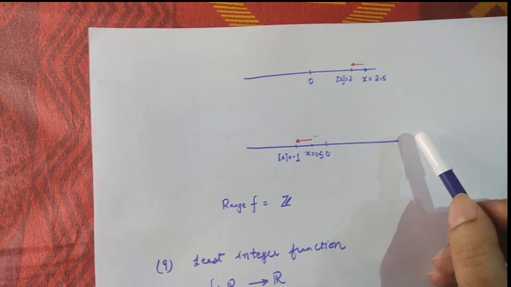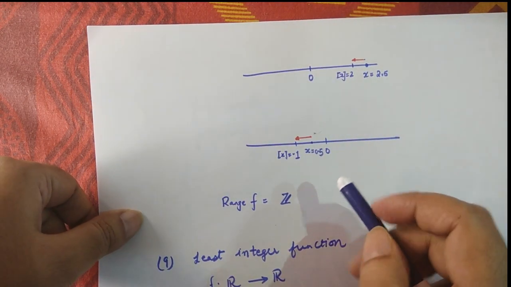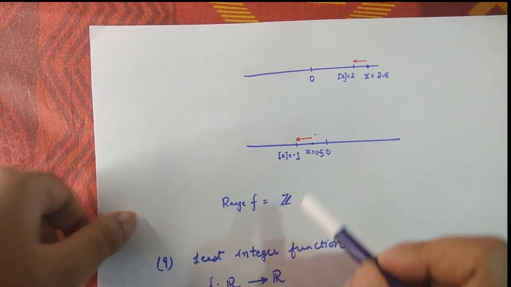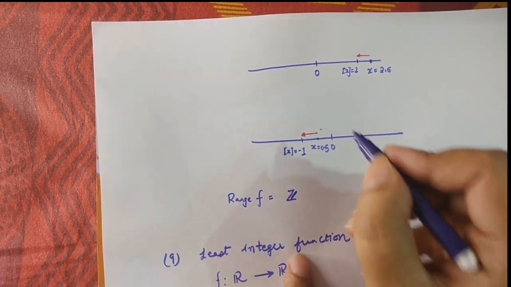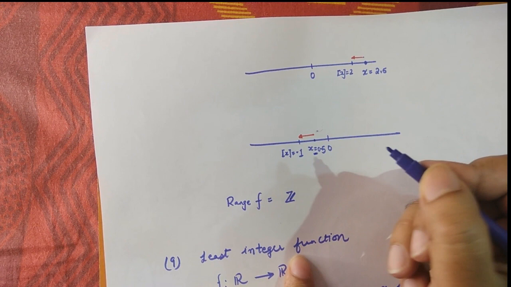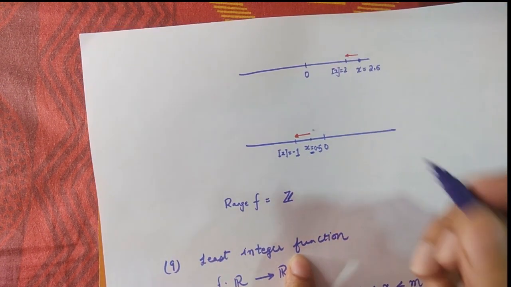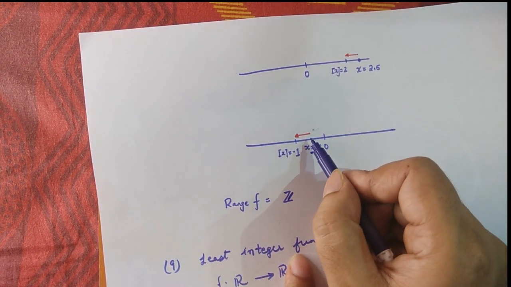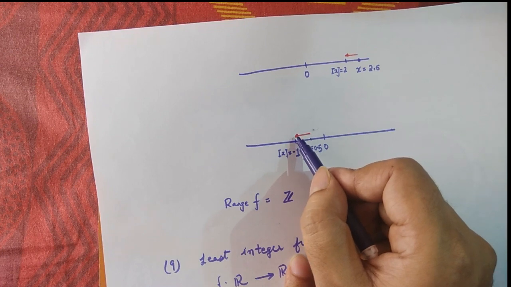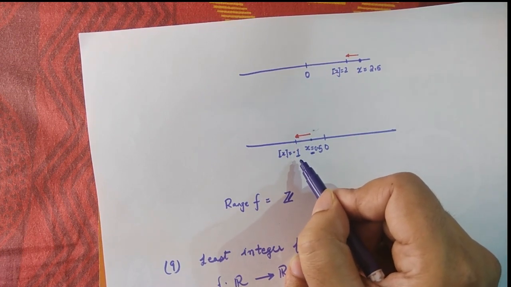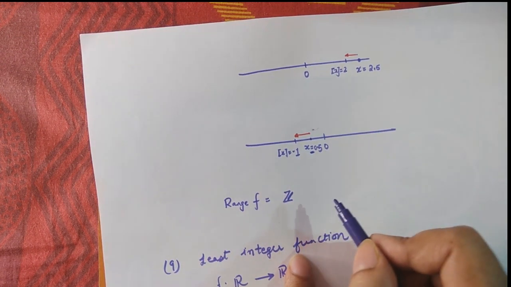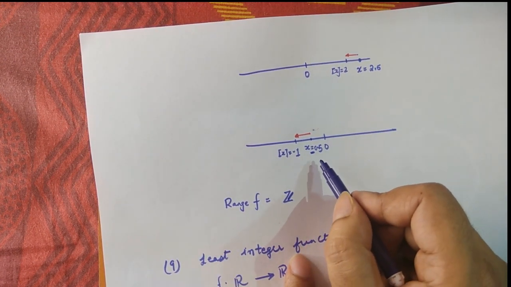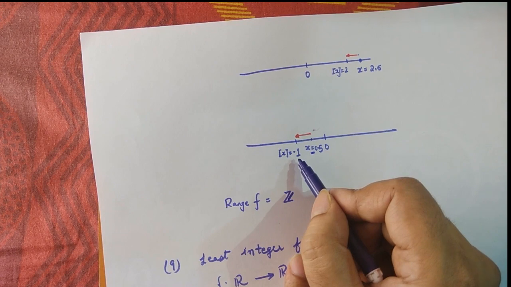And therefore, 2 is equal to the greatest integer function of 2.5. Similarly, let's consider x equal to -0.5. Starting from x, we start moving towards left. The first integer which we encounter is -1, and therefore the greatest integer function of -0.5 is equal to -1.